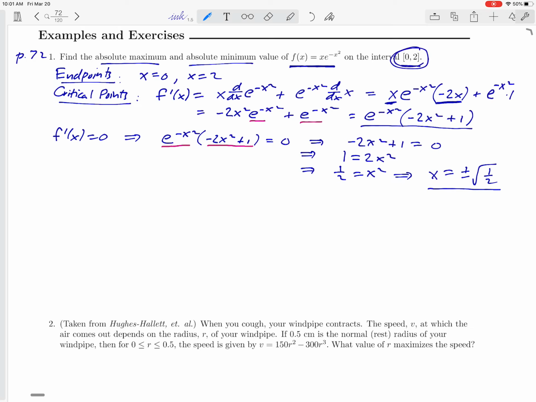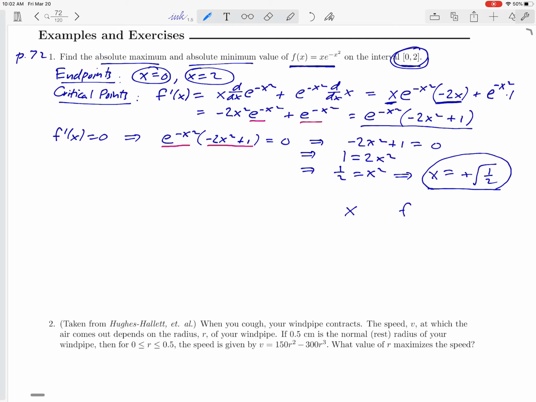But again, ask yourself, do we really need to look at both of those critical points? Our interval at the top of the page here is 0 to 2, and only one of those two numbers is in that interval. The negative square root of 1/2 is outside of the interval 0 to 2, so we can ignore it. And really, all we need to look at is the positive square root. So there's really just one critical point in this case. So we've boiled this down to our critical point and then our two endpoints up here.